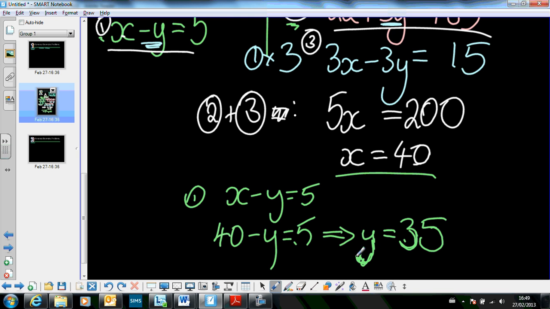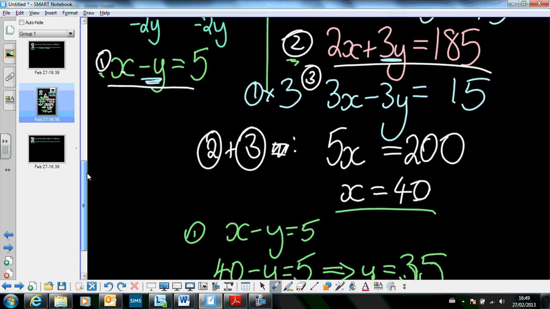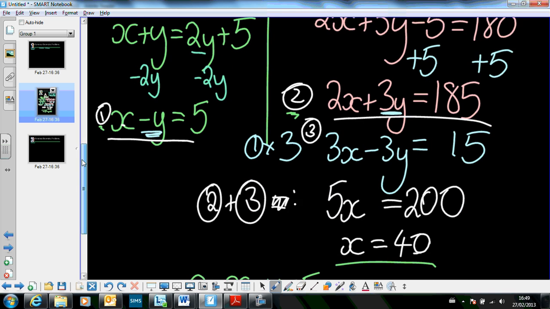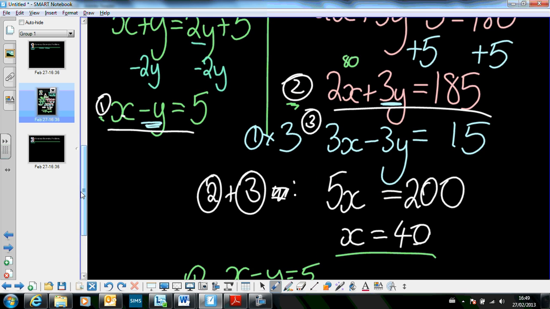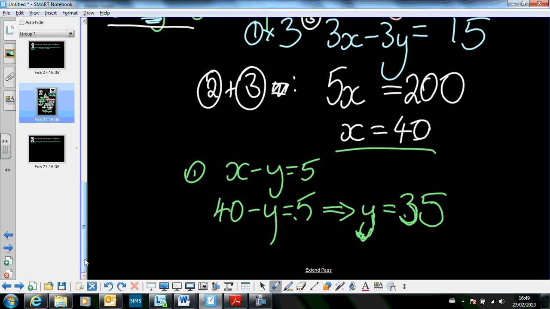Not the neatest, the board's giving me a little bit of trouble there. We've got x is 40 and y is 35, and we'll just check that in the pink equation, in our heads or maybe just a little bit on the board. We know x is 40, so 2x's are 80. Y is 35, so 3y's are 35, 70, 105. And if we add those two things together, we get 185 as expected. So it looks like that's the correct solution, that x is 40 and y is 35.